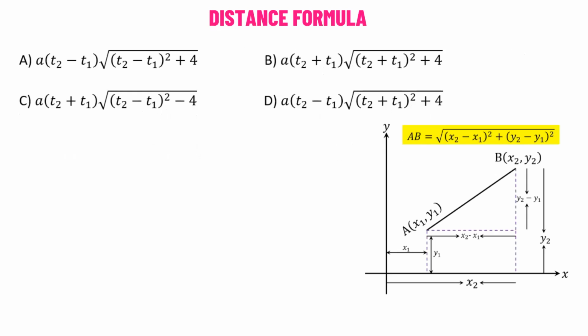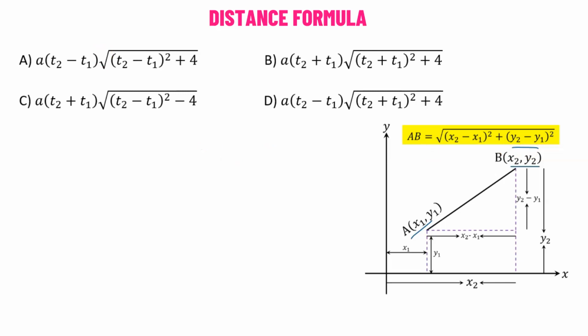So let's say we have 2 points, point A and point B, with coordinates x1, y1 and x2, y2. Here the distance between the 2 points A and B is given by the formula. We'll have to take the square root. Underneath the square root, first we take the square of the difference of the x coordinates. So that's x2 minus x1, and then add it to the square of the difference of the y coordinates.